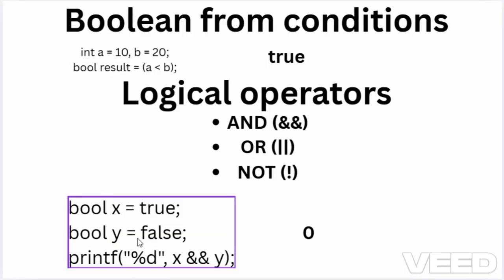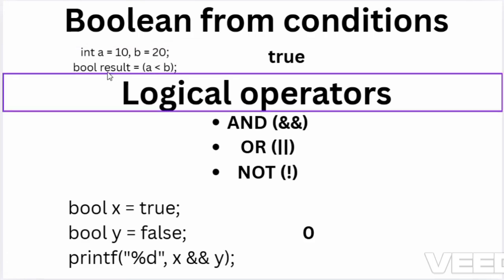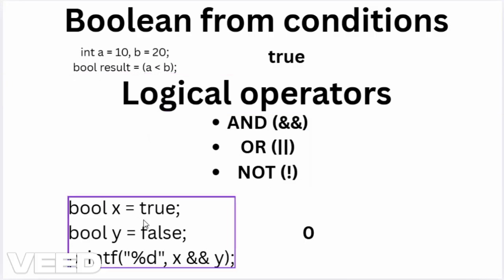Boolean from condition: int a is equal to 10, b is equal to 20, bool result is a less than b. Here 10 is less than 20, so it is true. Logical operations: AND, OR, NOT. Bool x is true, bool y is equal to false, printf percentage d x and y.